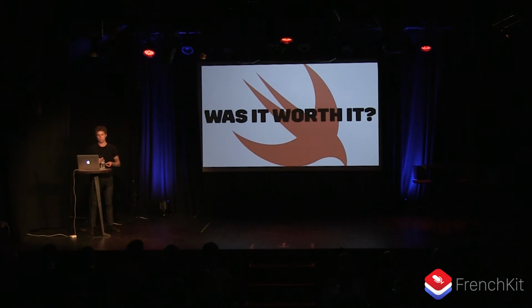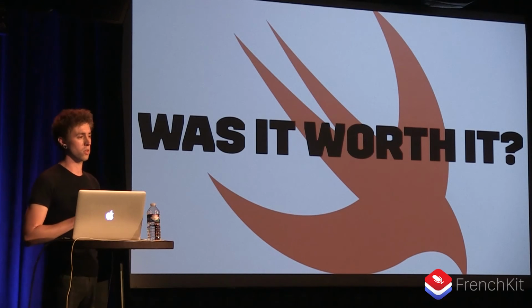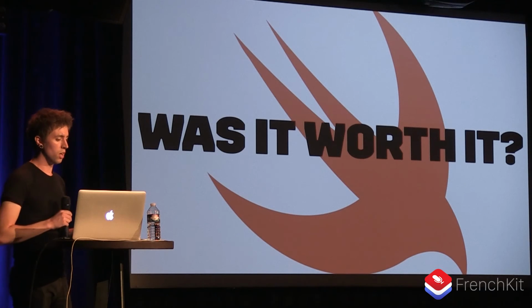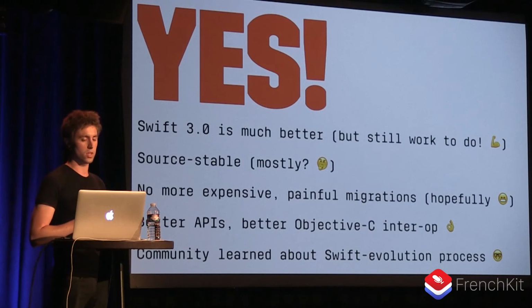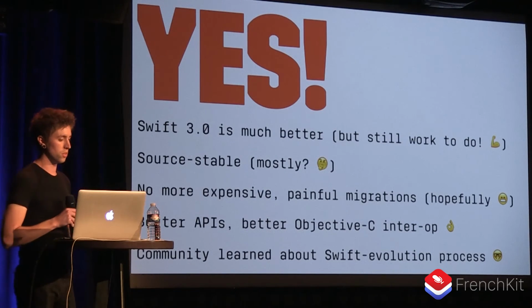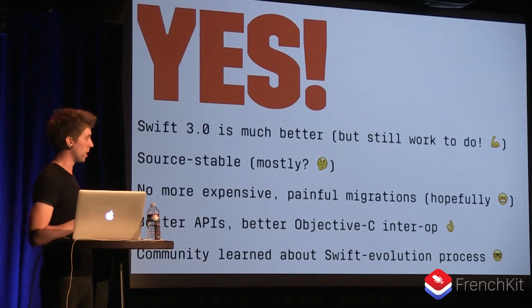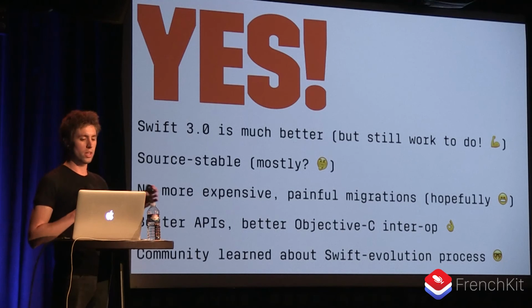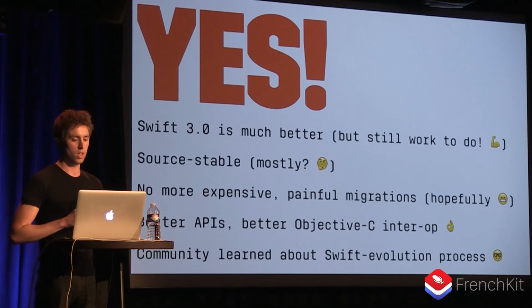And so we can ask ourselves if that trade-off was worth it. Looking back, I think maybe some of the proposals we could have put off until later. But overall, I think Swift is in a much better place now than it was. There's still quite a bit of work to do, but we're mostly source stable. There might be a few more source breaking changes coming, but they should be pretty minor. Hopefully no more expensive, painful migrations, but interop with Objective-C is much better now.